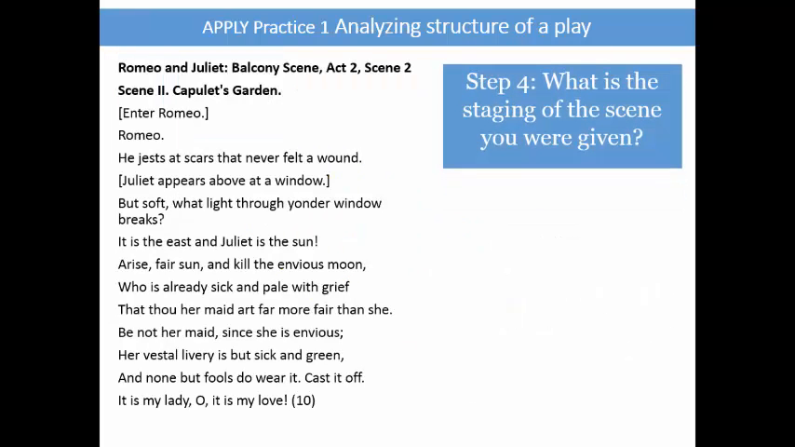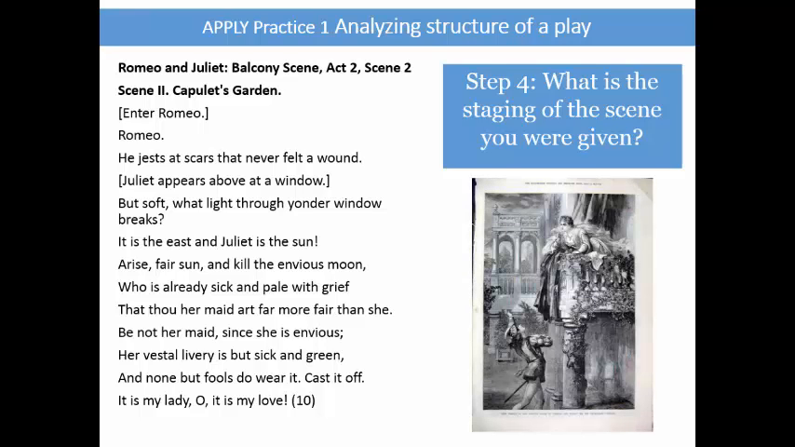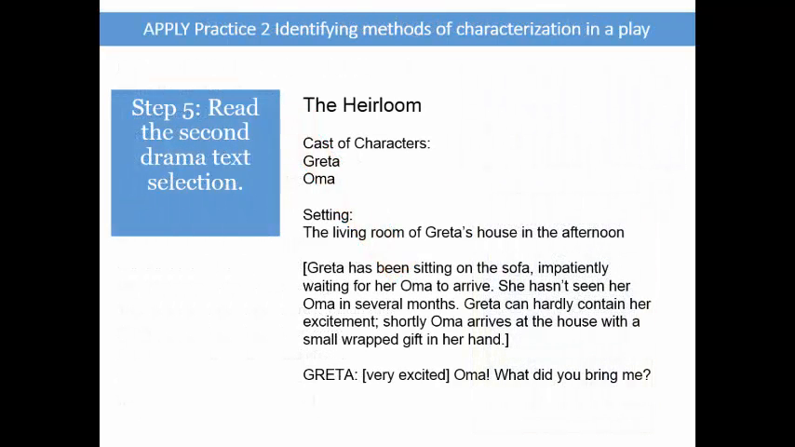Alright, step 4 asks you, what is the staging of the scene you were given? Where do you think in this passage you would find the staging? Here it is up here, Scene 2, Capulet's Garden. Apply Practice 2, we're going to identify methods of characterization in a play. And step 5 asks you to read the second drama text selection.